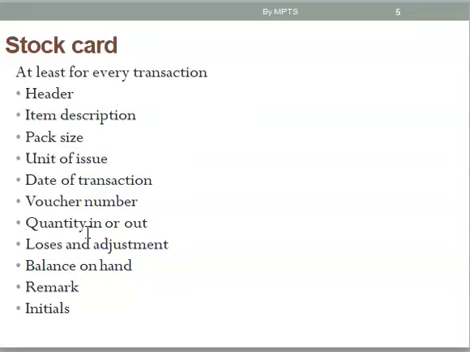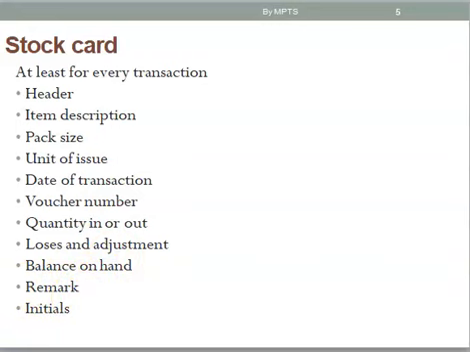Donations should be recorded in losses and adjustments with a plus. In case you issue to other facilities, it is recorded with a minus. In case any item maybe drops down or gets broken, it is recorded with a minus. Balance on hand, remarks on what has happened to the product, and initials so that we can trace who has done so.